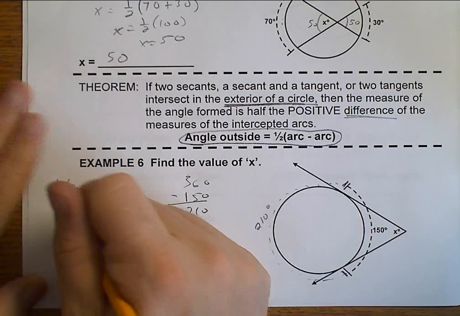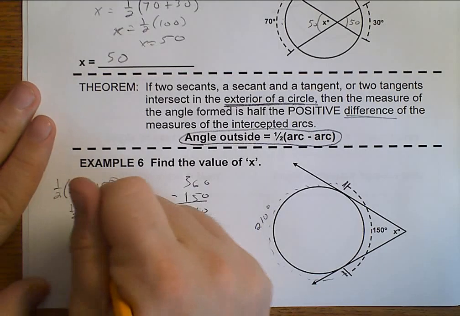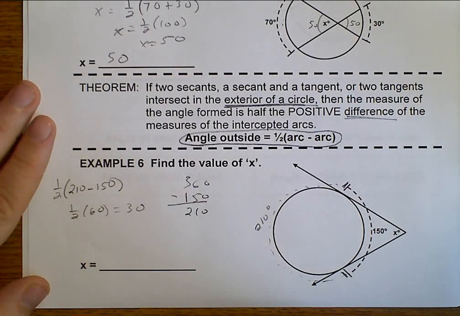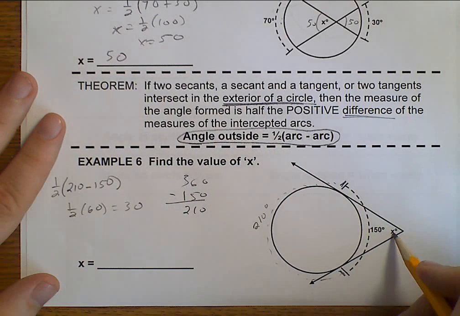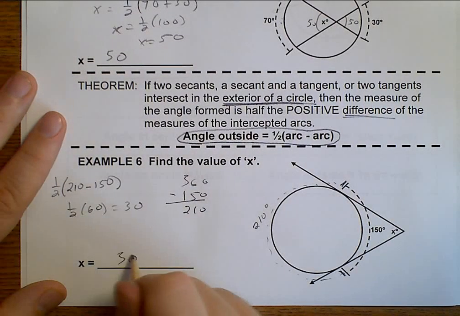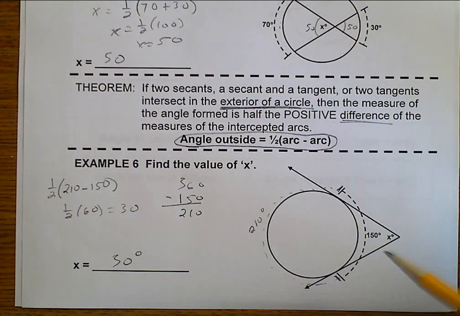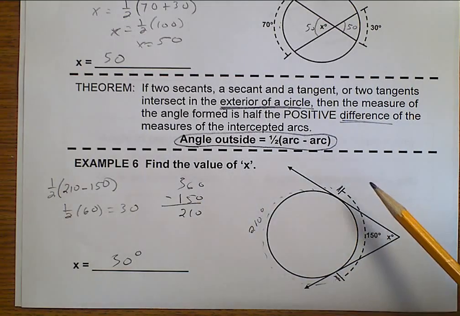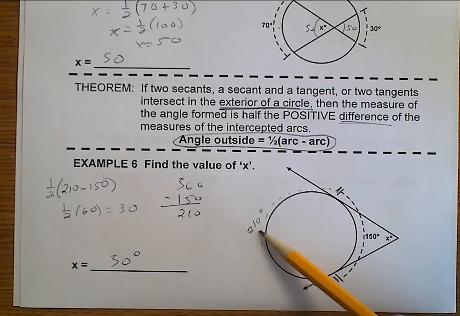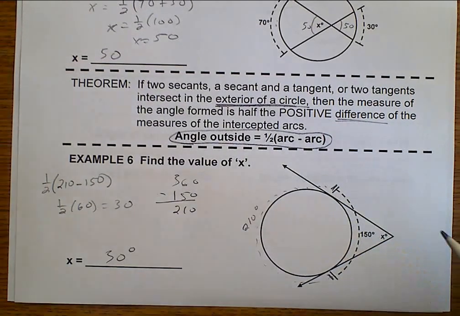So we need 1/2 of 60, which is 30. So this angle is 30 degrees. So, if you have an exterior angle, you know you're going to need to subtract from 360 in order to find the two arcs, because this encompasses the whole circle. So once you find that, you subtract your two arcs, divide that by 2, and you get your exterior angle.